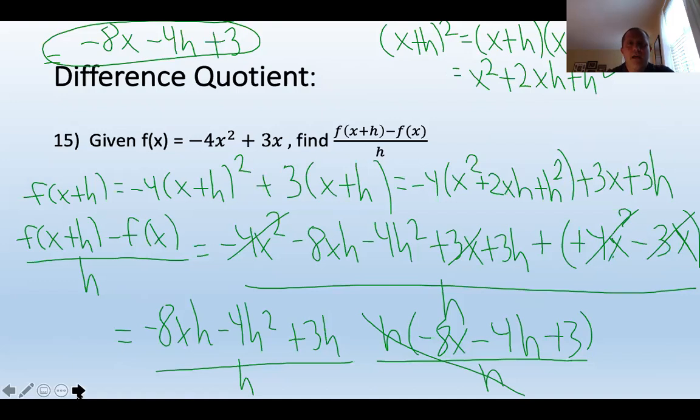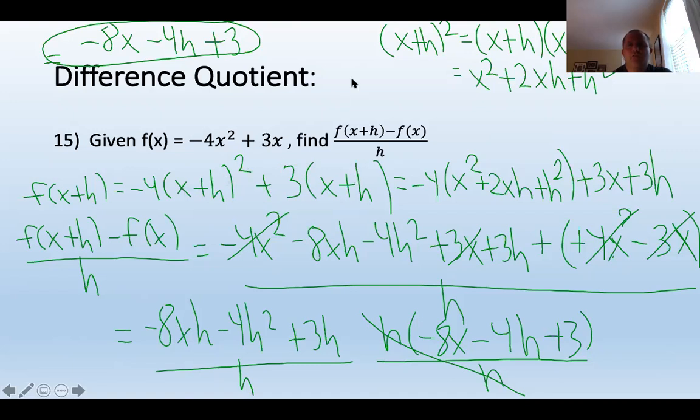Given f of x equals -4x squared plus 3x, find f of x plus h minus f of x, all over h. So this is called the difference quotient. The first thing to do is find f of x plus h by substituting x plus h in for x. So you'd have f of x plus h equals -4 times parentheses x plus h squared plus 3 times parentheses x plus h.